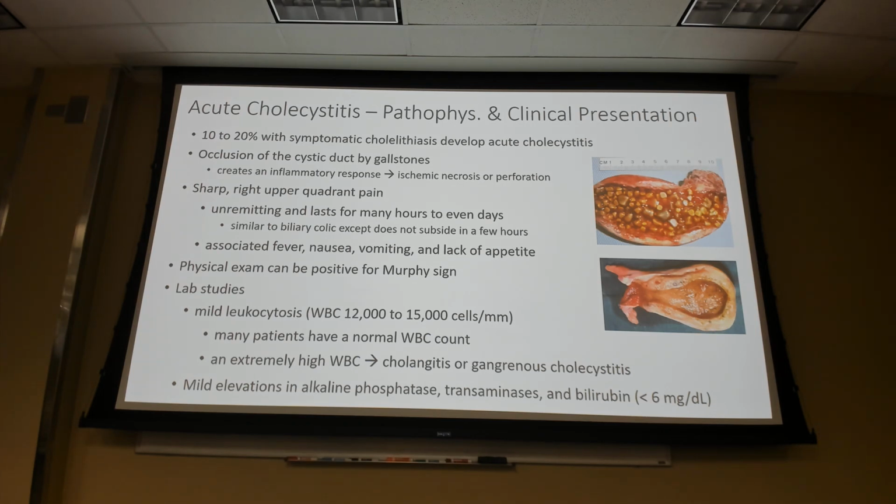If we're worried about cholangitis or any sort of gangrenous cholecystitis, they'll typically have a much higher white count. And then they can have some transaminitis as well, which we'll talk about, which is more important that we're going to look at.